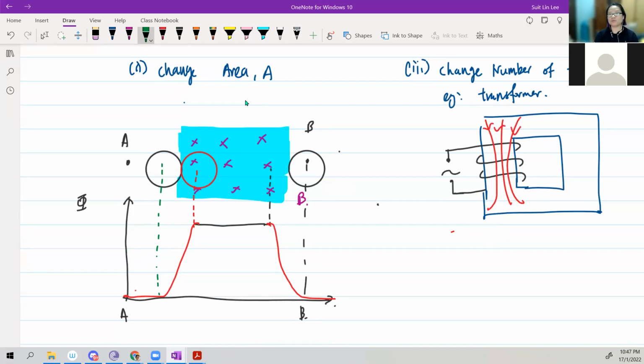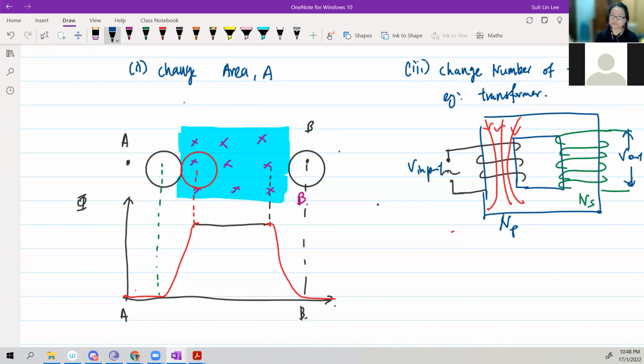And if I have a secondary coil here, then the secondary coil changes the number of turns. So I change N: this is NS, and this is NP. Remember, here is your output and this one is your input. Step up transformer, this one.